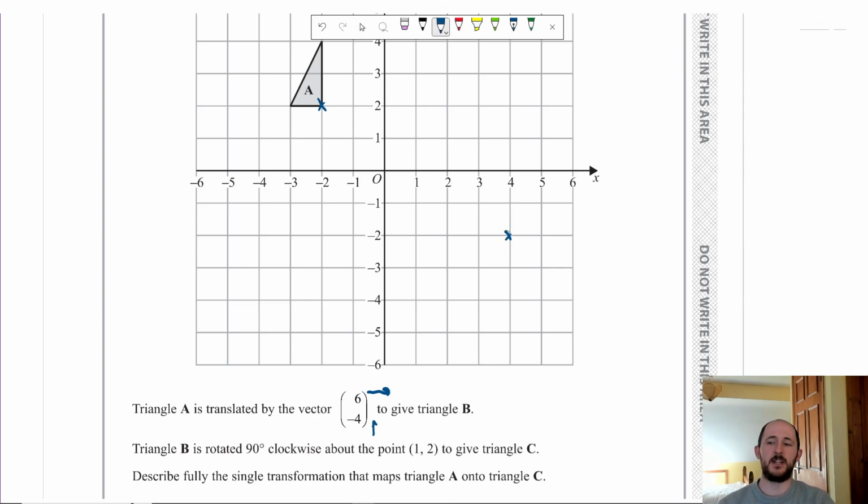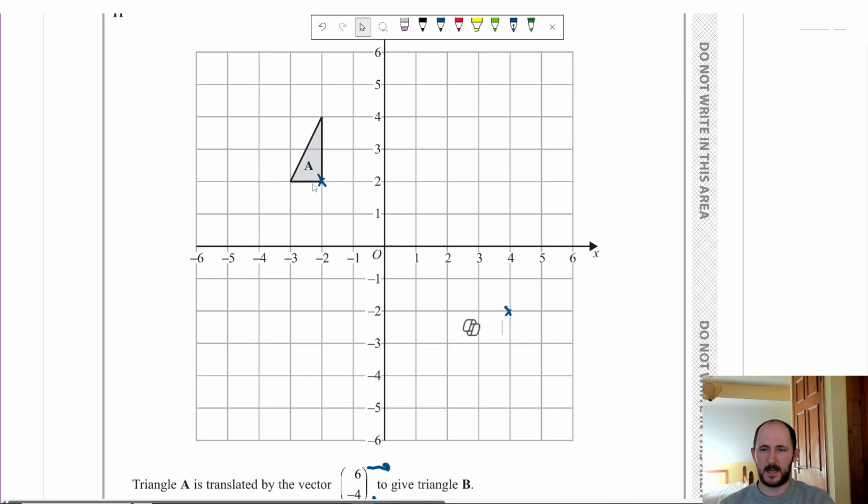From here, you don't actually need to do this with every point, because I can see that the shape isn't going to change. So it's still 1 wide. It's still 2 tall.